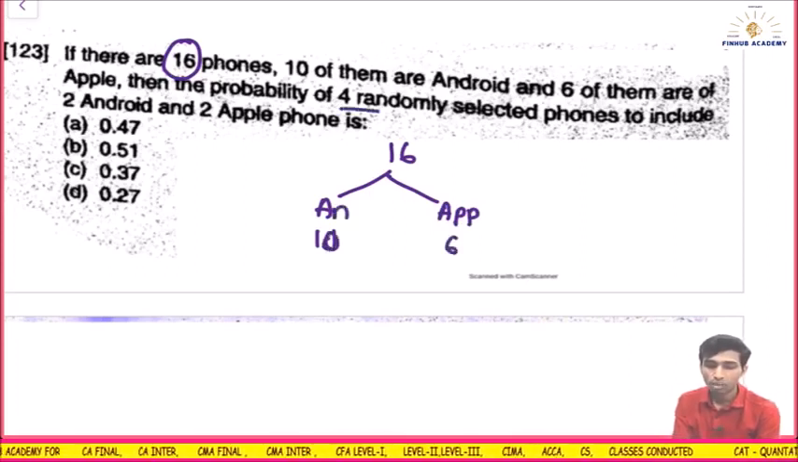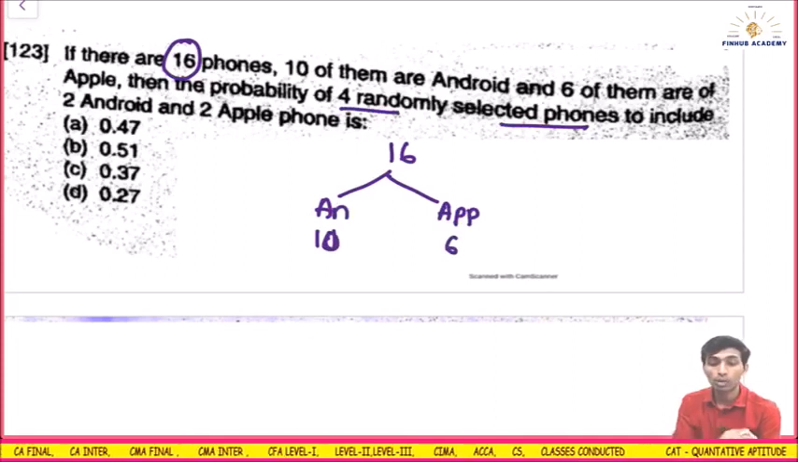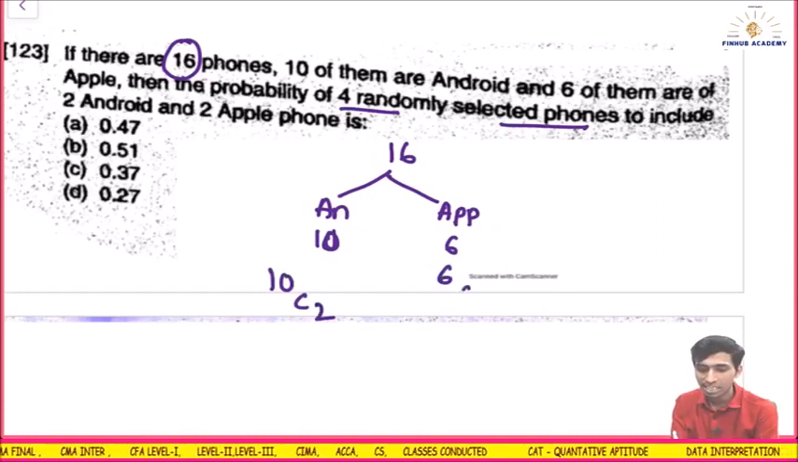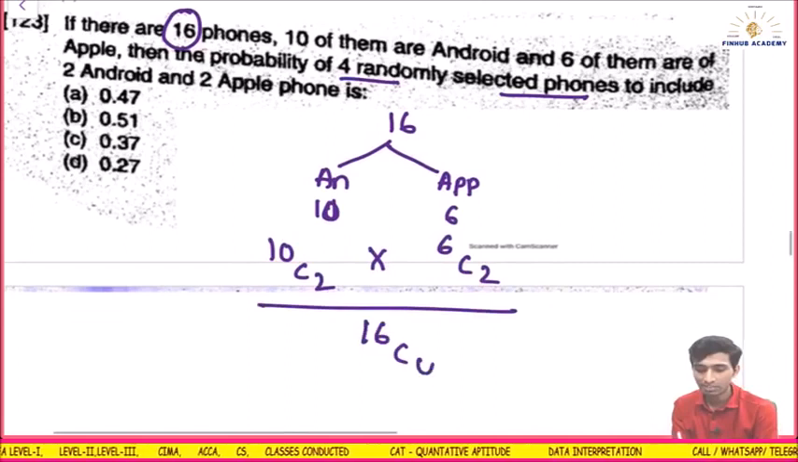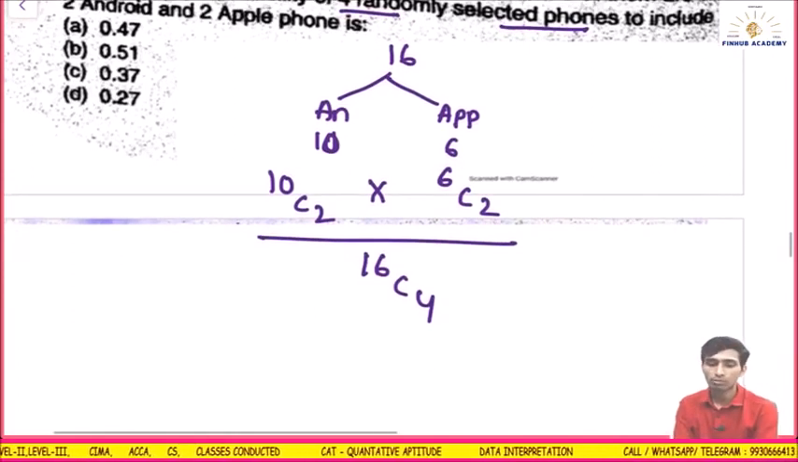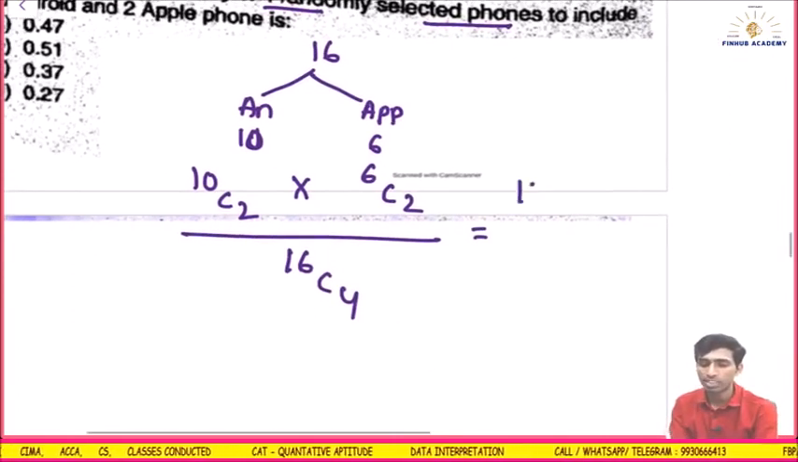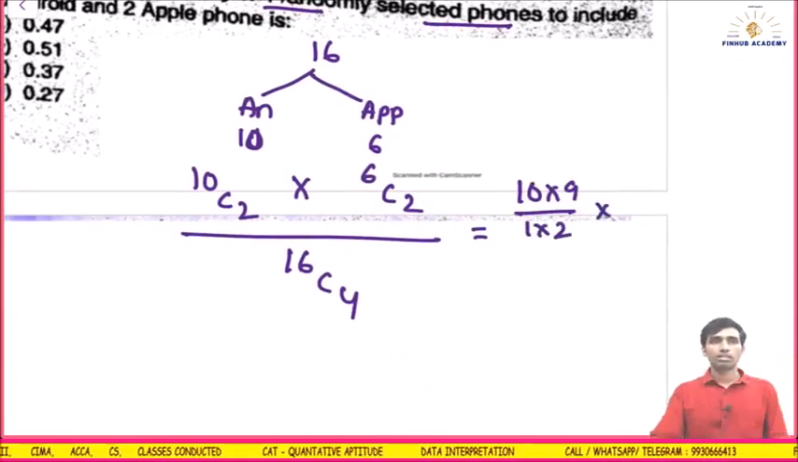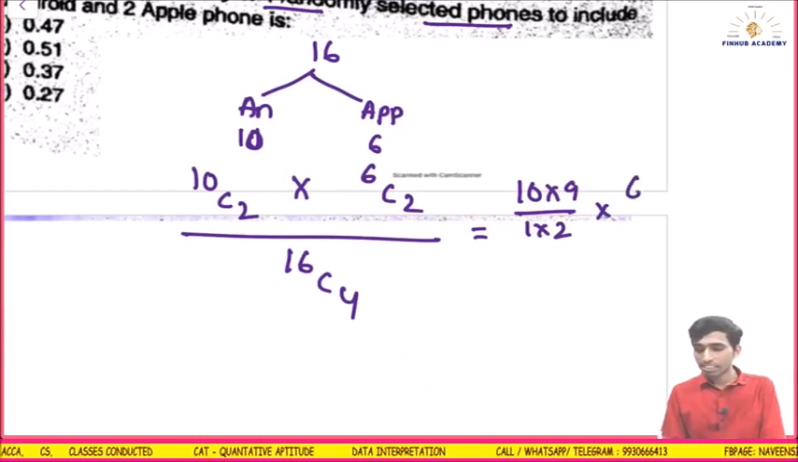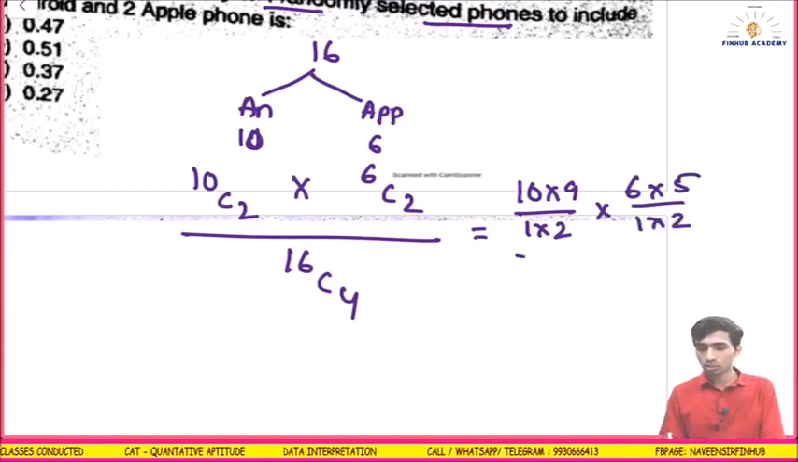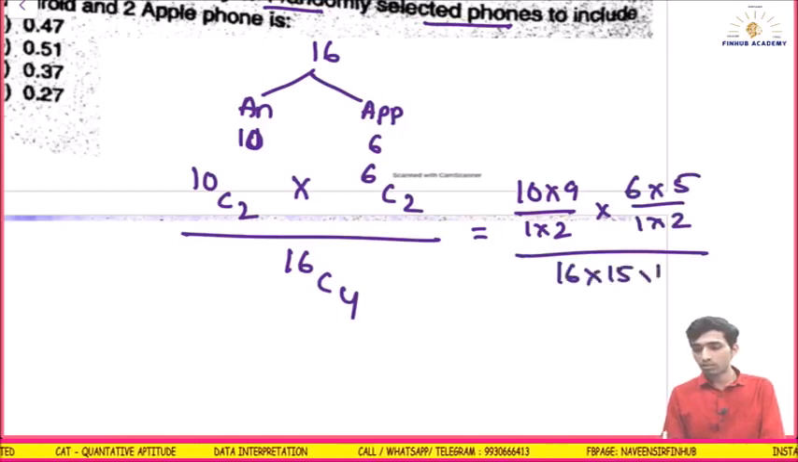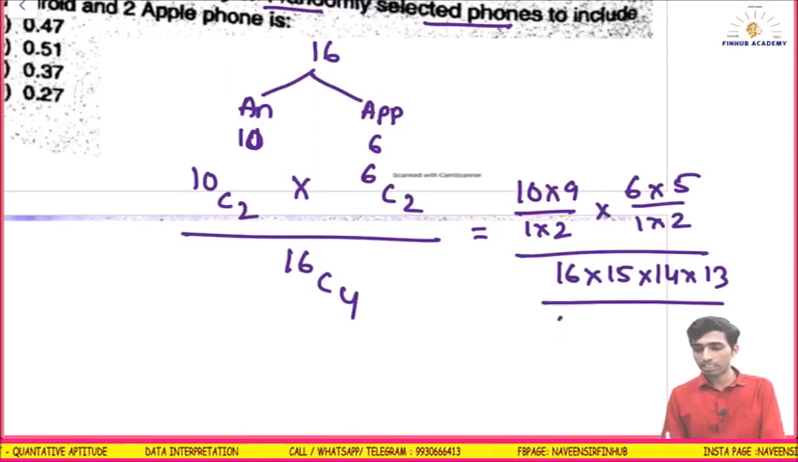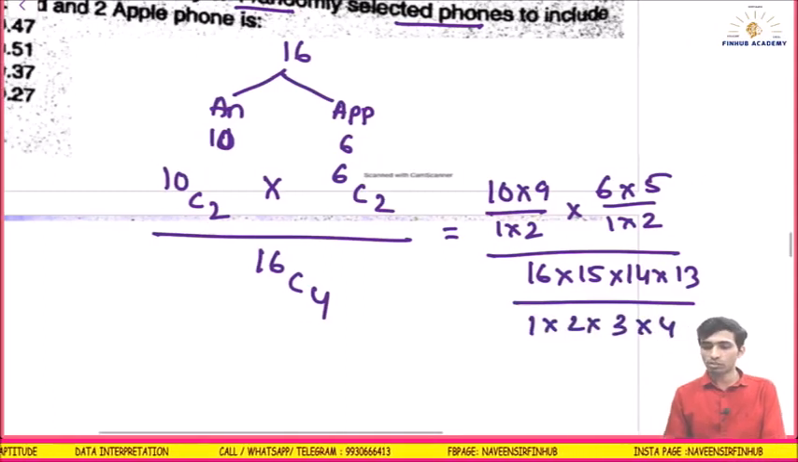Four randomly selected phones to include 2 Android and 2 Apple means out of 10 I will select 2, out of 6 I will select 2. Understood? Multiply, upon total is 16C4, I will select 4. You'll have to calculate this: 10C2, I hope you know, 10 into 9 upon 1 into 2, into 6 into 5 upon 1 into 2, the whole divided by 16 into 15 into 14 into 13 upon 1 into 2 into 3 into 4. This is how we solve, na?